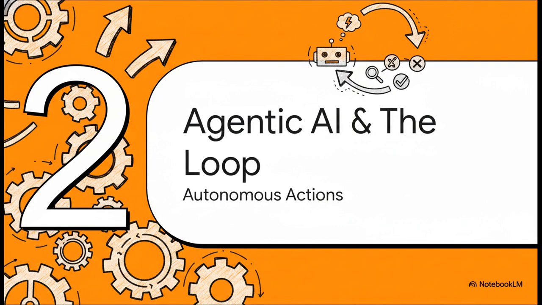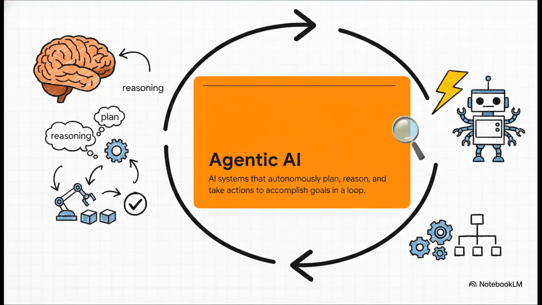So, how do we get from just generating things to actually doing things? That brings us to Section 2. Agentic AI and the Loop. This is where the real magic happens. We are moving completely away from single-turn question answering. No more just asking a chatbot a question and waiting for a static reply.